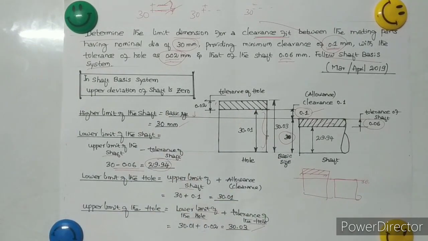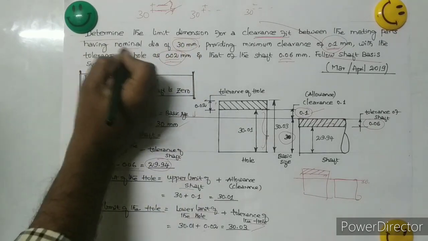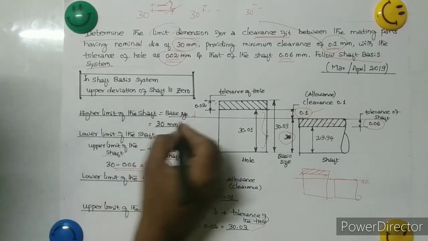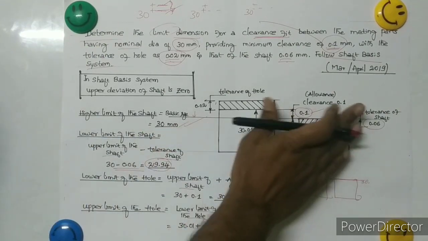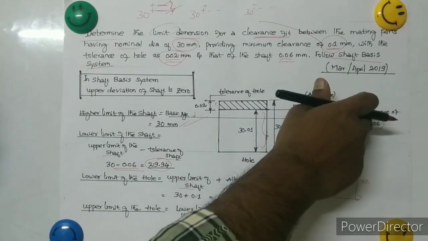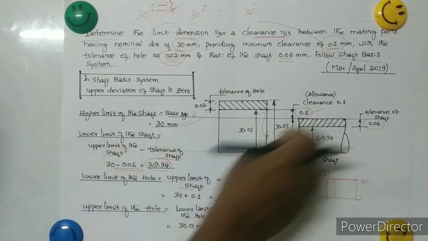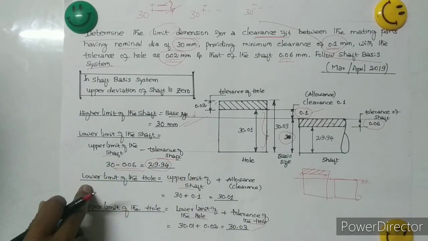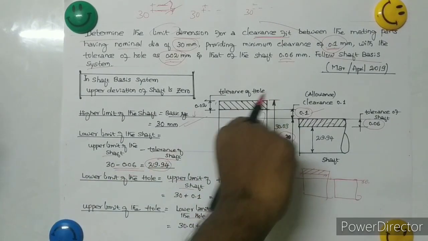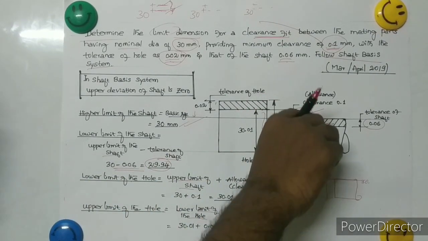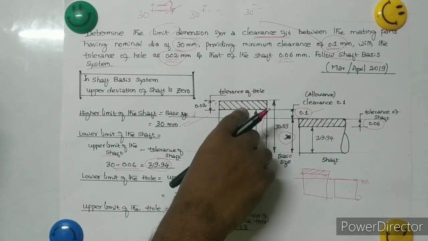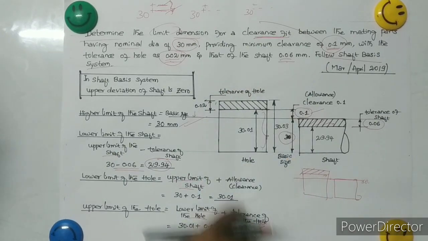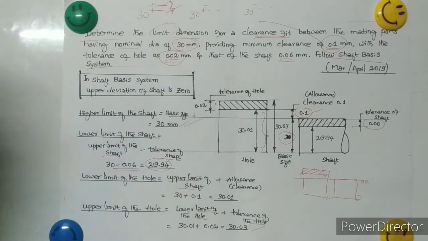So this is what was asked: determine the limit sizes. You should write the higher limit of the shaft as 30. Since it is the shaft basis system, the upper deviation is your basic size. The lower limit is the basic size minus your tolerance. The lower limit of the hole is the upper limit of the shaft plus the clearance. Then the upper limit of the hole is the lower limit of the hole plus the tolerance of the hole. That gives your limit dimensions.